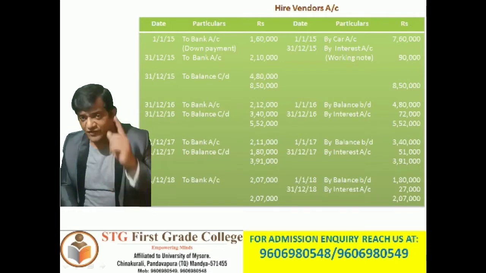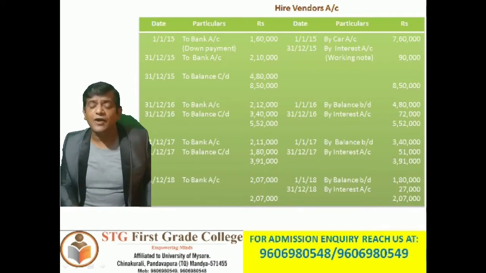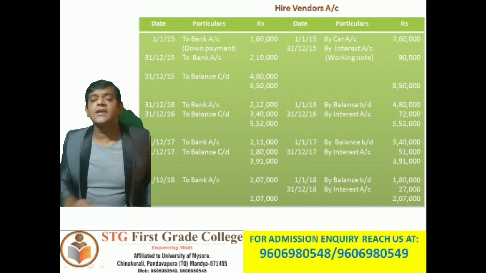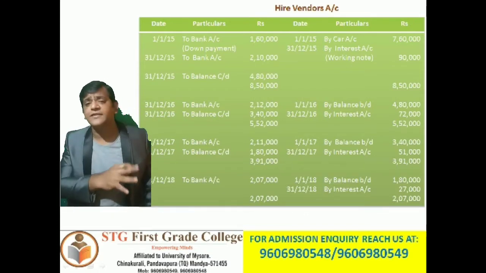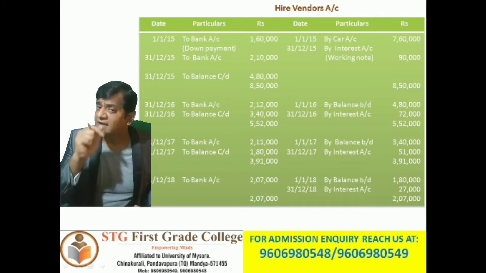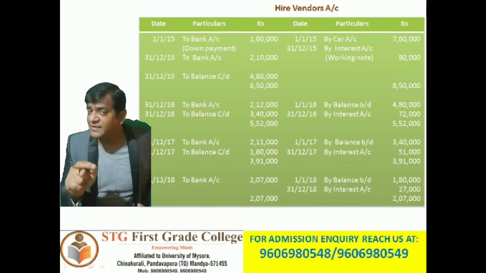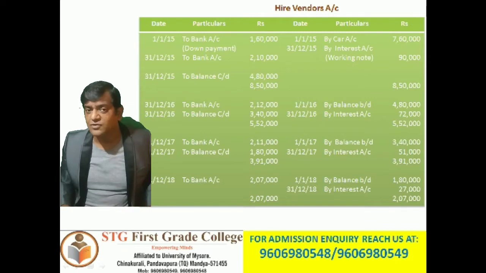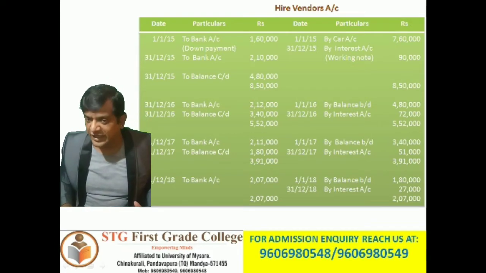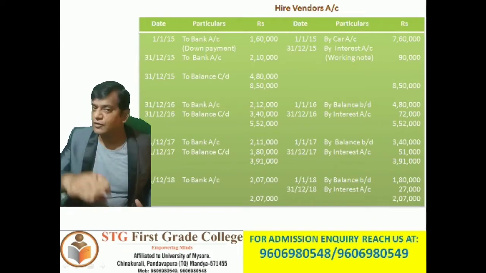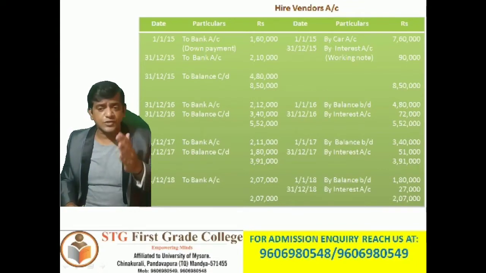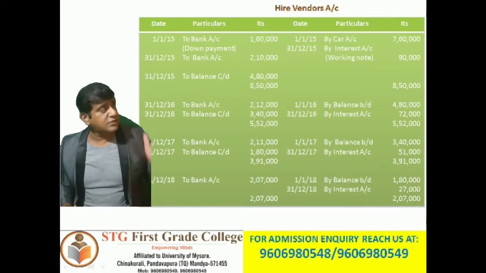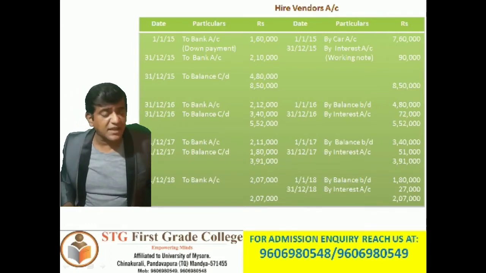31/12/2015, that is year end. By interest account. Open the bracket and do a working note. We have already done the working note on a table. So what is the first year installment, which interest amount we are paying? So look at the working note table, 90,000 rupees. Correct? So take that 90,000 rupees directly here. So 7,60,000 plus 90,000 interest. So the total amount comes to 8,50,000 rupees on the credit side amount column.